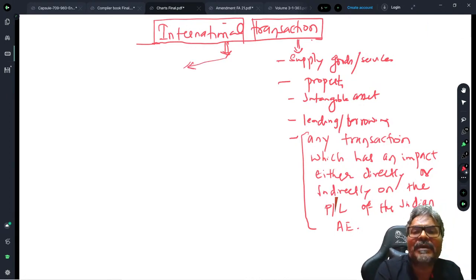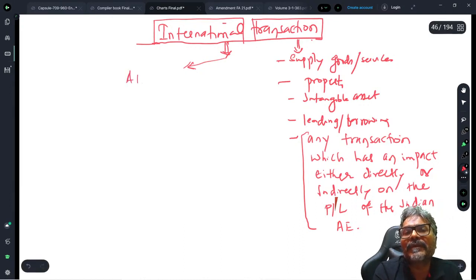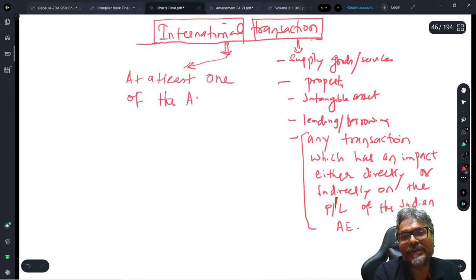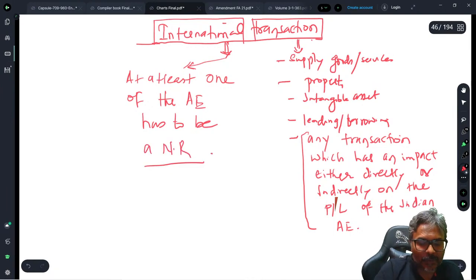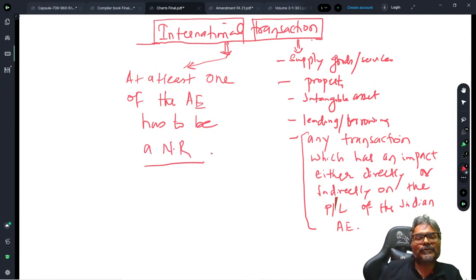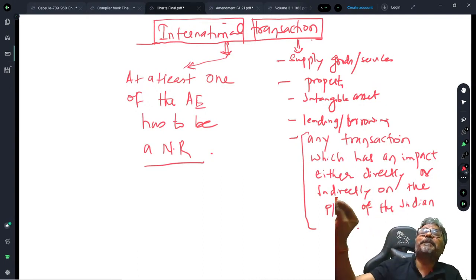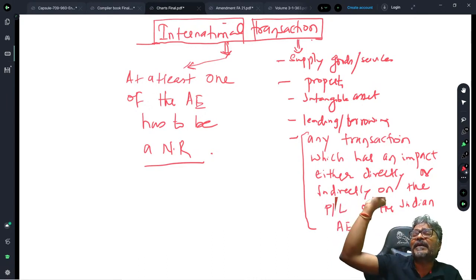So this is how a transaction will become international. At least one of the associated enterprises has to be a non-resident. So one of those associated enterprises, students, has to be a non-resident, and only then can we say that yes, this particular transaction is an international transaction. So students, let me give you a very typical example which the ICAI in one of their RTPs has covered.